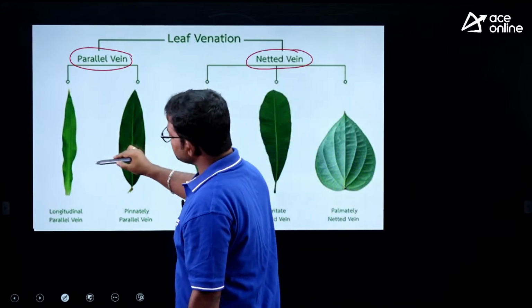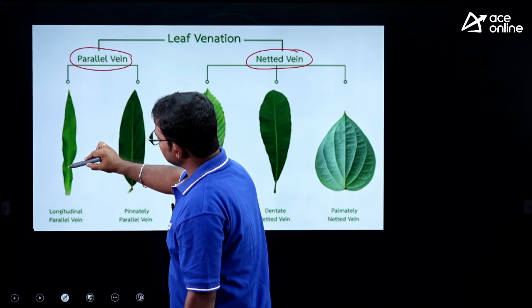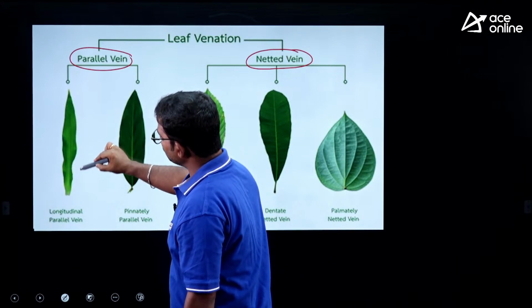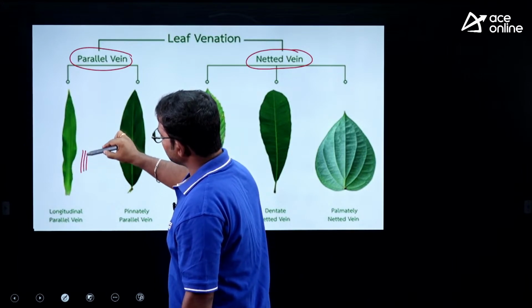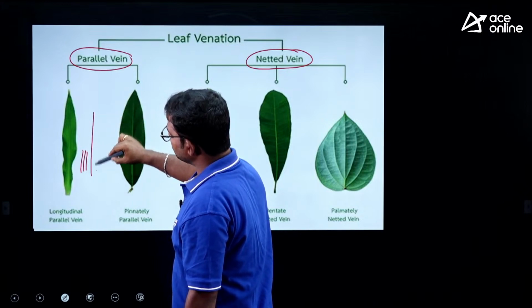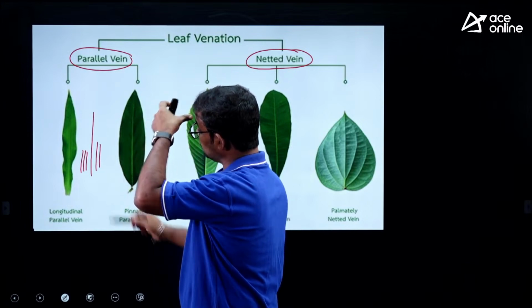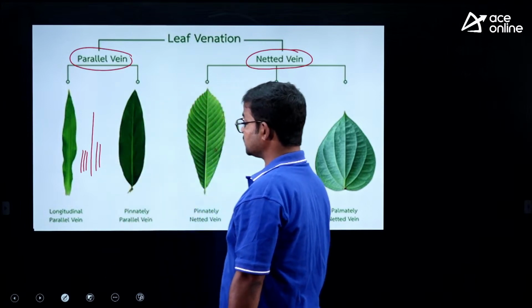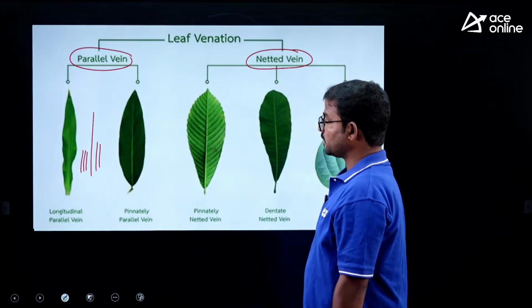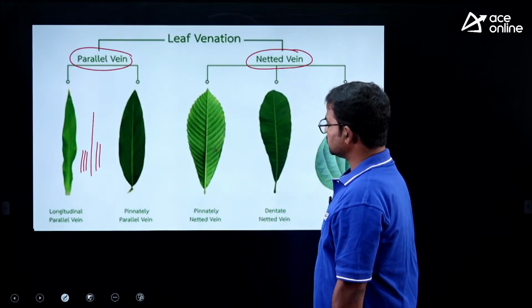So parallel veins means here this is the major vein, and the remaining constituents are also in the same direction. It means nothing but longitudinal parallel veins. This type of constituents are considered under the category of longitudinal parallel.